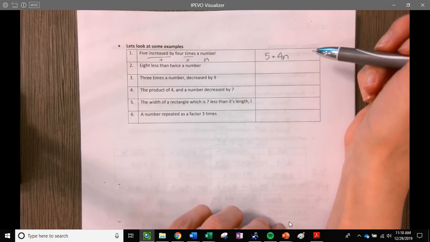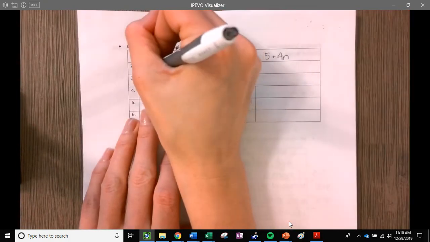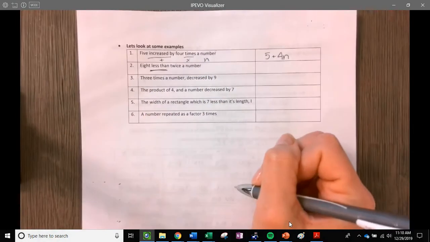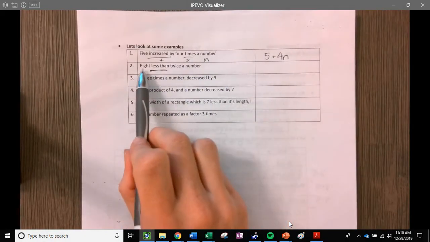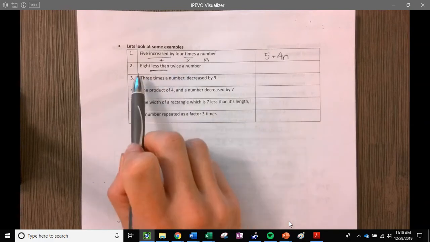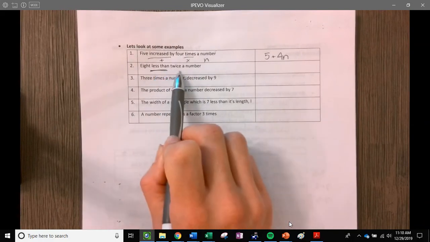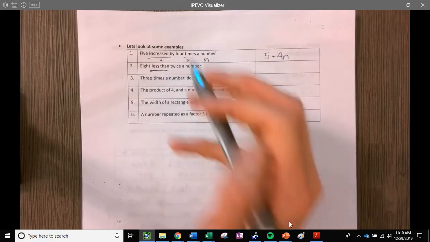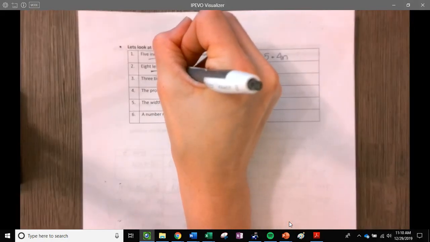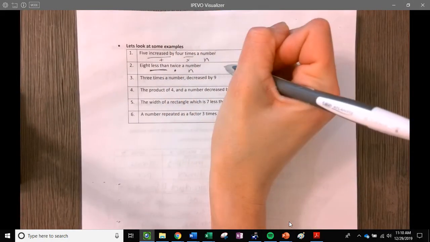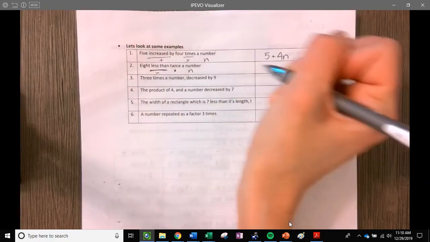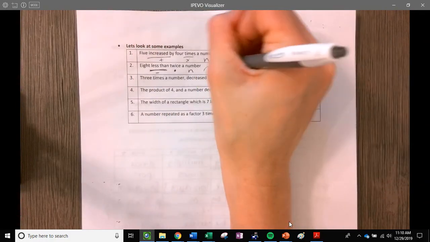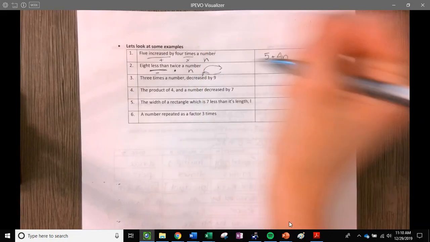8 less than twice a number. Okay. Up, up, up, red flag. That means what we are writing is going to be flipped around. 8 less than twice a number. So this twice, remember, means multiply. N is our variable. Less than is subtraction, but the whole thing has to be switched.